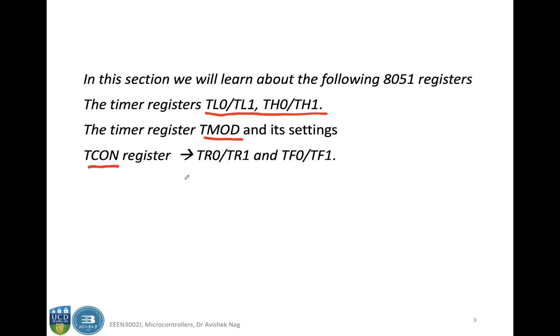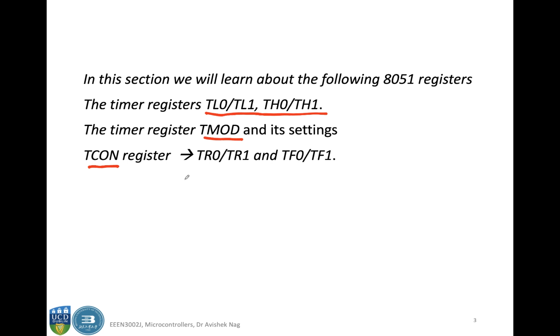So timers are a very important unit of the 8051 microcontroller. It allows you to generate some delay, or if you are counting some units, or let's say you need to operate based on some time intervals with your microcontroller, then these timers come to your use.